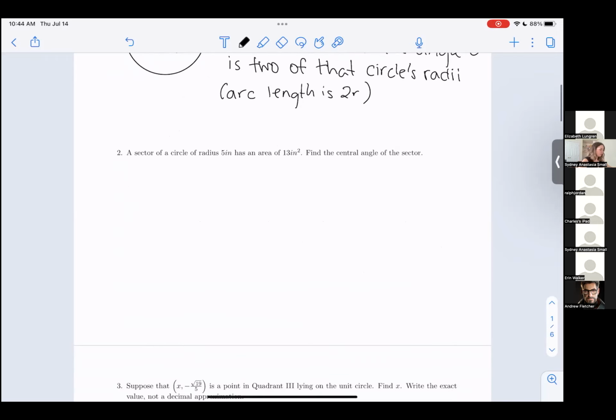A sector of a circle of radius 5 inches has an area of 13 square inches. Find the central angle of the sector. This one's a lot less about intuition and thinking about definitions. This is much more computational.